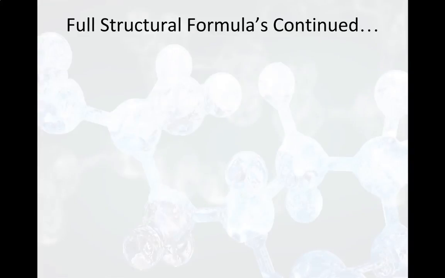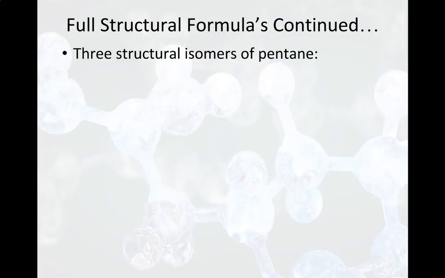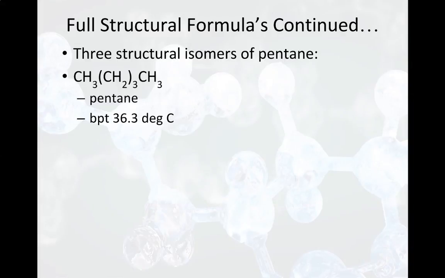With our full structural formulas from the last video, there are 3 structural isomers of pentane, so C5H12. C5H12 is pentane, all singly bonded carbons. The most simple one is plain old pentane, where I have 5 carbons in a row and the hydrogens going around. The boiling point of that is 36.3 degrees Celsius.